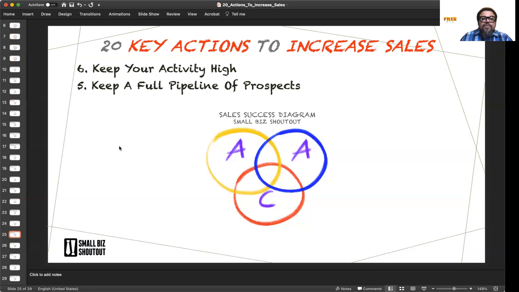Number 5, keep a full pipeline of prospects. The way you do that is by keeping your activity high. But there are also other things that you can do as well, right? That goes back to your marketing plan. You should be sending out mailers. You should be networking. It's the whole diet of everything that you're doing that's going to keep that pipeline full, right?